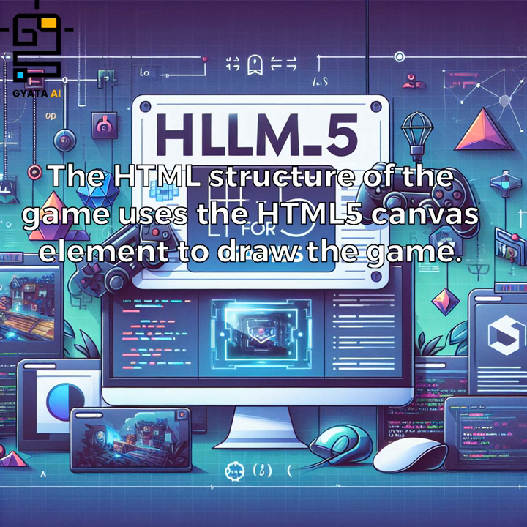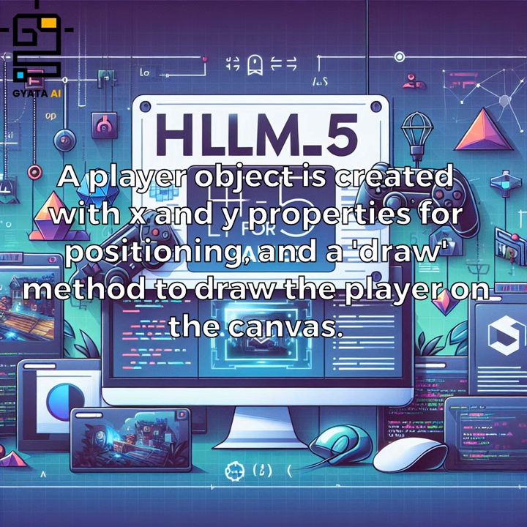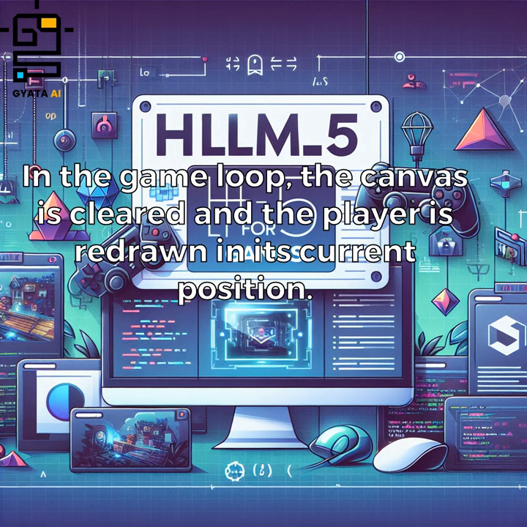Building a simple HTML5 game. The HTML structure of the game uses the HTML5 canvas element to draw the game. A JavaScript file is used to get a reference to the canvas and its context, which is used to draw onto the canvas. A player object is created with X and Y properties for positioning, and a draw method to draw the player on the canvas. In the game loop, the canvas is cleared and the player is redrawn in its current position.